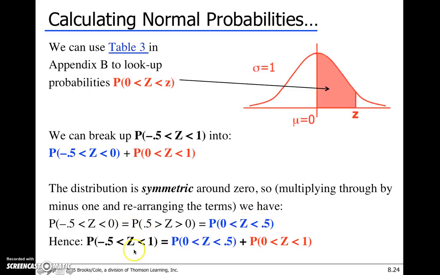In other words, what they're saying here is that because of how the tables are constructed, you can't read negative values. So you read the positive value, that is the probability that z is less than 0.5 on the other side. Read that value, and by symmetry, it's going to be the same as the area between 0 and minus 0.5. Having obtained these two values from the tables, they're added to give you the result.